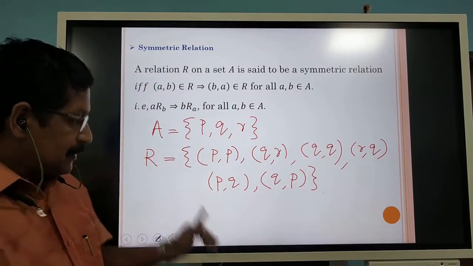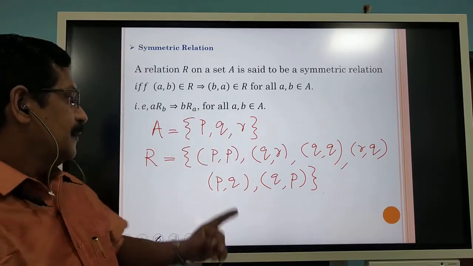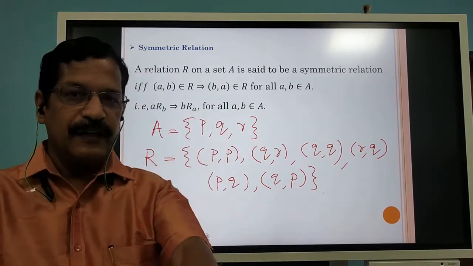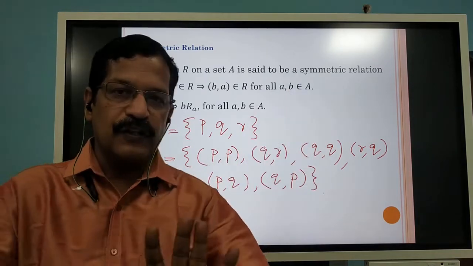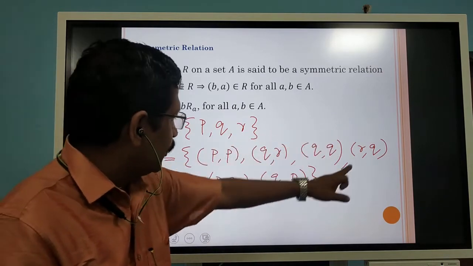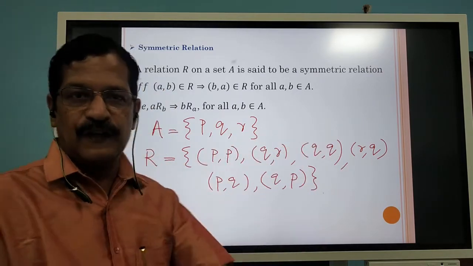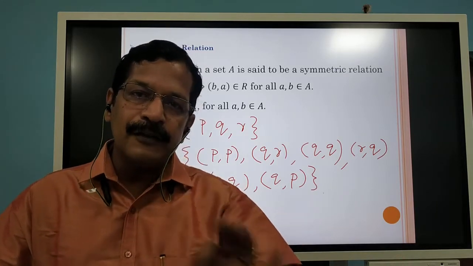Check whether the relation R is reflexive. P is related to P, agreed. Q is related to Q, that is also correct. Whether R is related to R here? No, R is not related here. So the relation R is not reflexive.